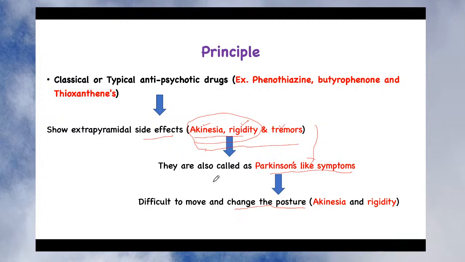So this parameter, that the patient is not able to change the posture, is specially due to akinesia and rigidity, and it can be evaluated in an animal model, which resembles the akinesia and rigidity seen in patients suffering from Parkinsonism. So this is the basic principle of this experiment. Now let's see what is the mechanism behind this akinesia, rigidity or extrapyramidal side effects.